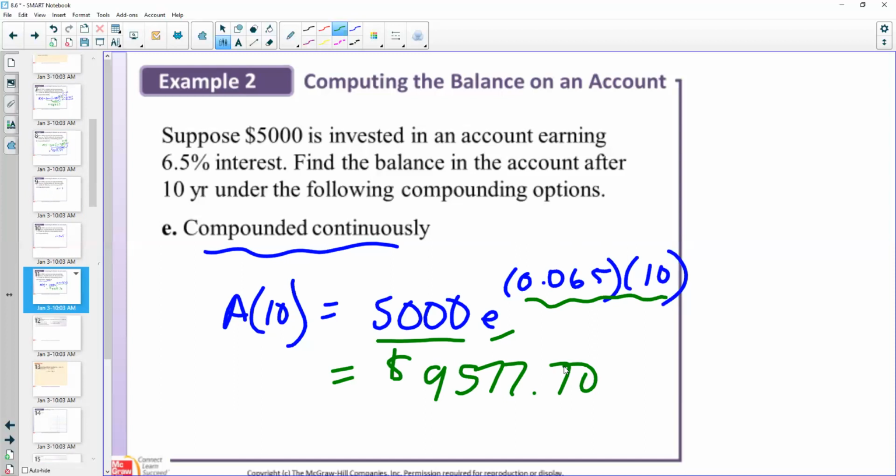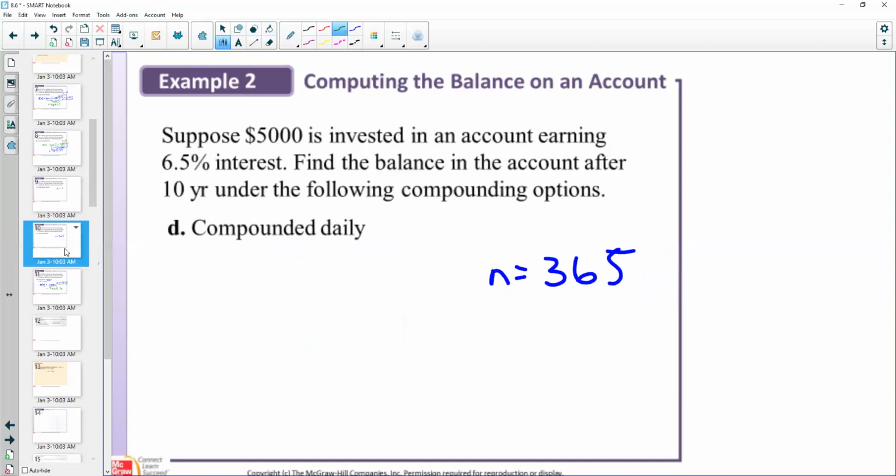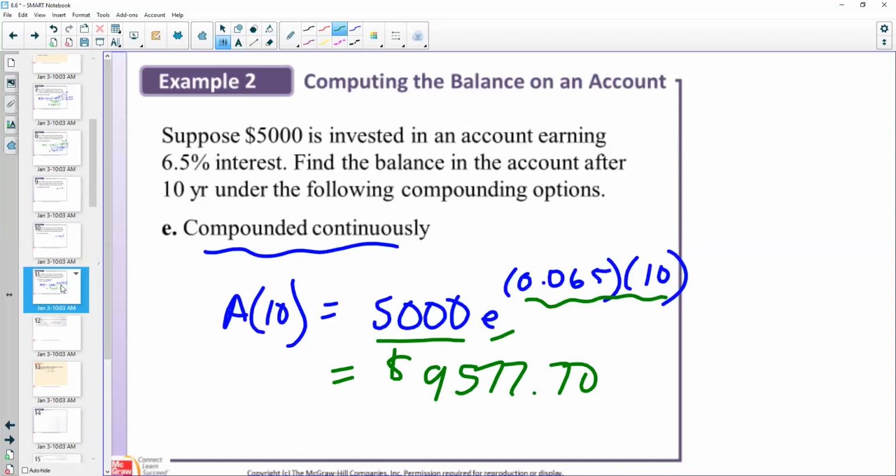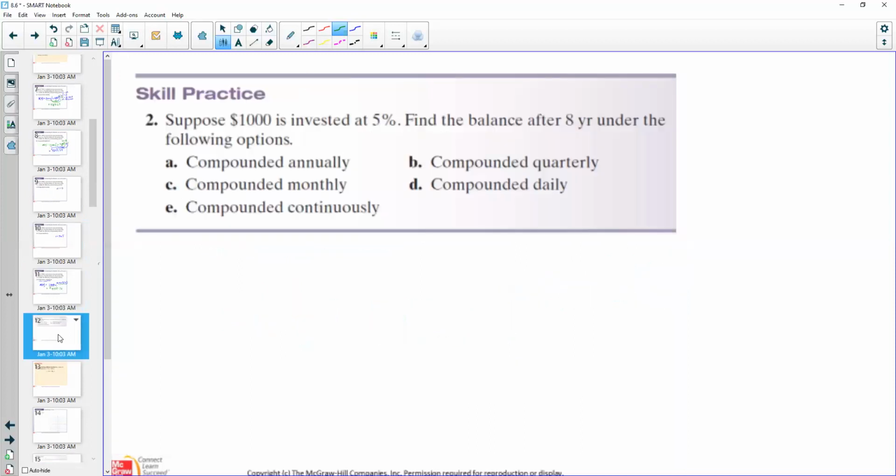That's your best option. It's not a ton better than what you should have gotten for daily, but hey, every little bit counts. And the more money you save, the more money you earn. Life is good.